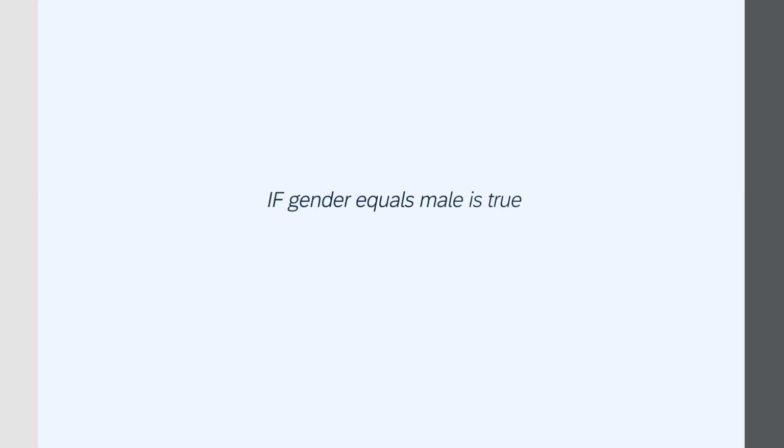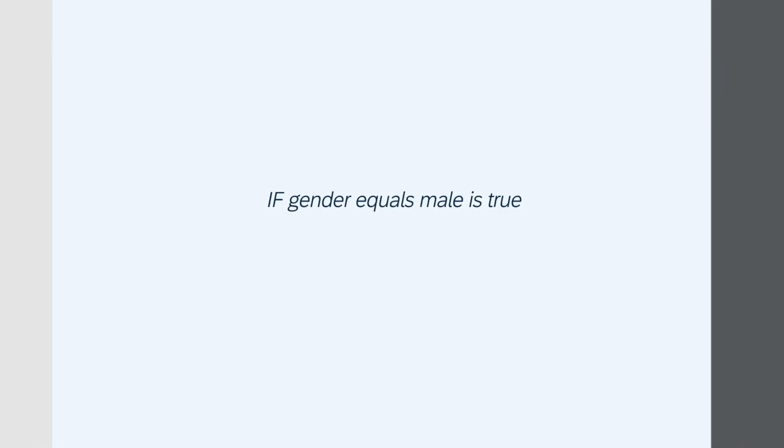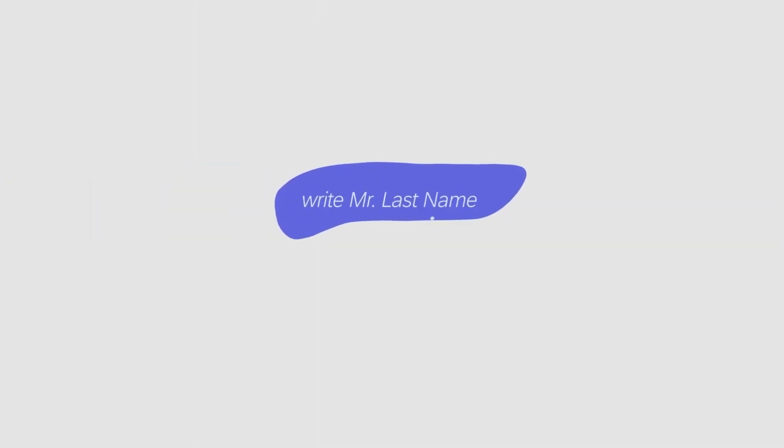A statement is a command given by you to the computer to take specific actions and is used to describe a behavior or a logic. In the case of an if statement, you set a condition that can be evaluated as true or false. For example, if gender equals male is true. Based on the result, you define the action. If gender equals male is true, write Mr. last name.